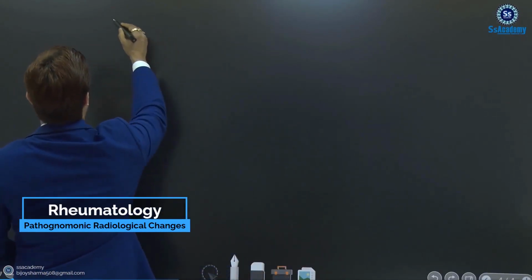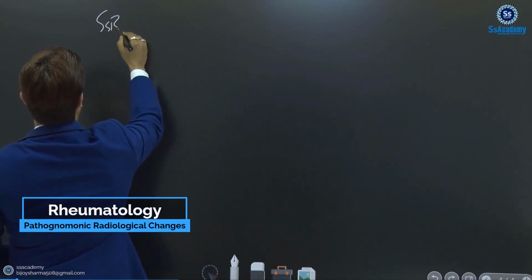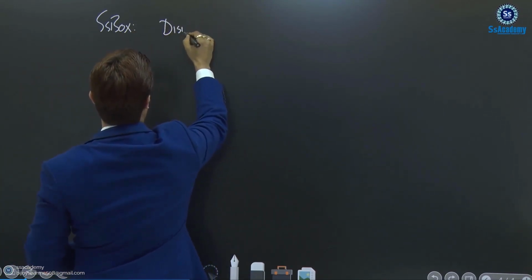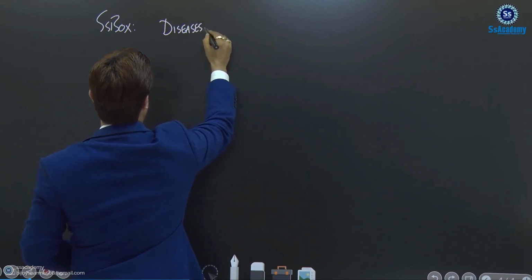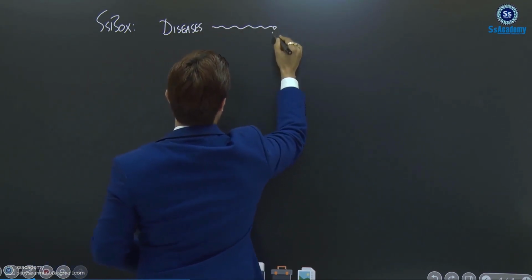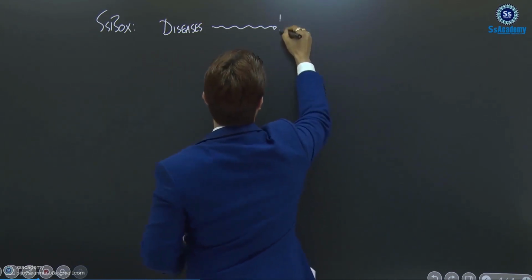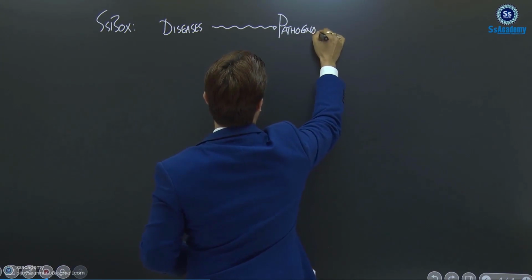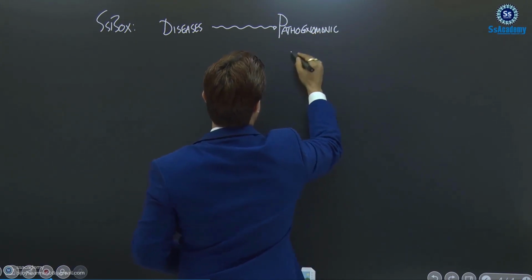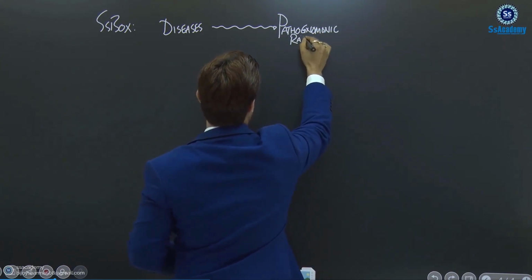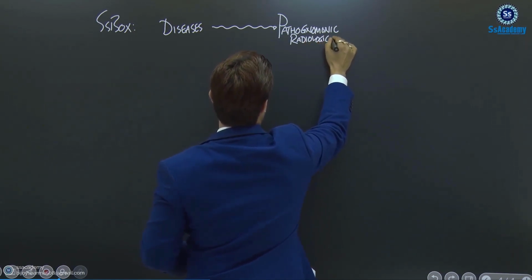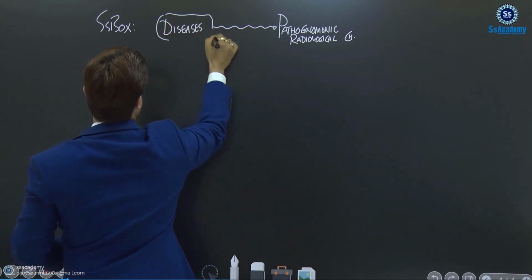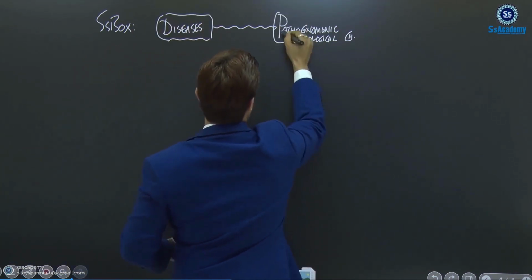So left inside, write down with me, my dear, the box. Left inside, diseases. Yes, my dear, diseases. Right inside, pathognomonic radiological changes. What I say? Pathognomonic radiological changes, my dear. Yes. So you can write down the way I'm writing, my dear.